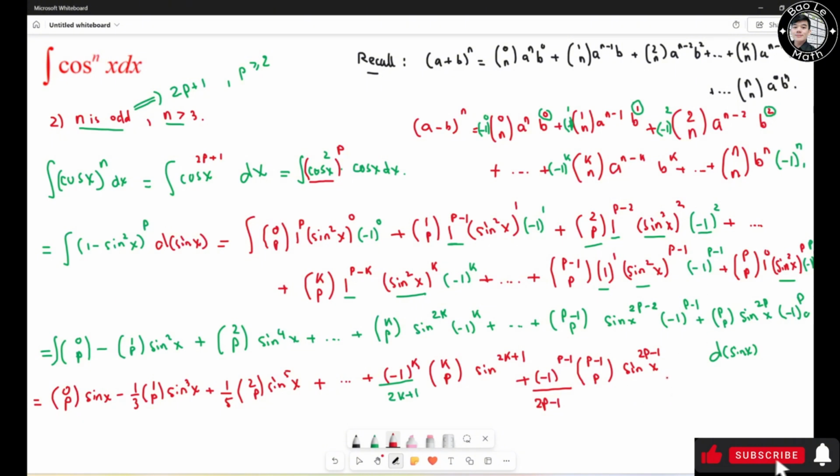Alright, and the last term right here turns out to be negative 1 to the p over 2p plus 1, sine to the 2p plus 1 of s. And then you need to rewrite the combination of p, p, and then don't forget to add c. And then this is your final answer.